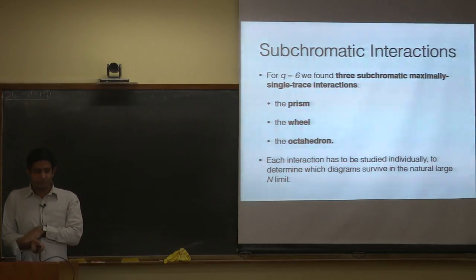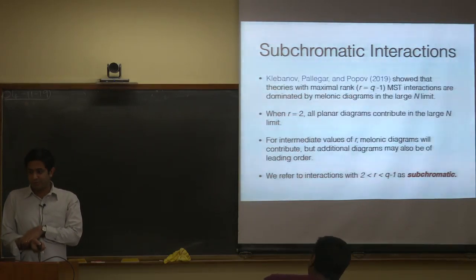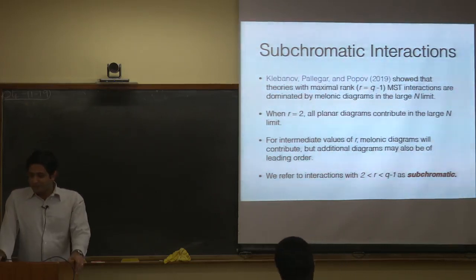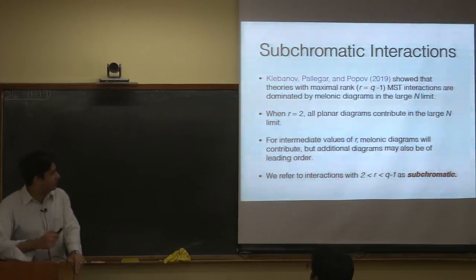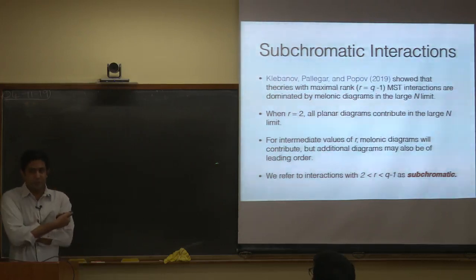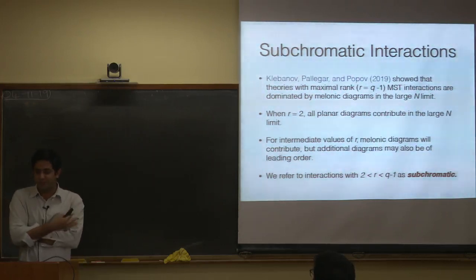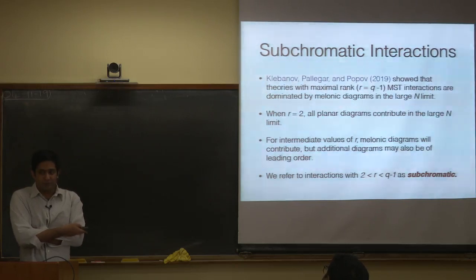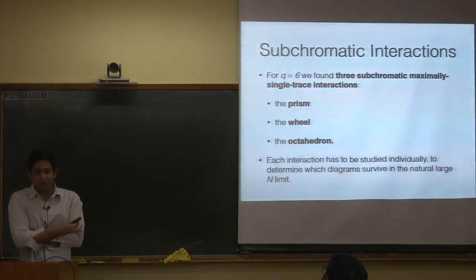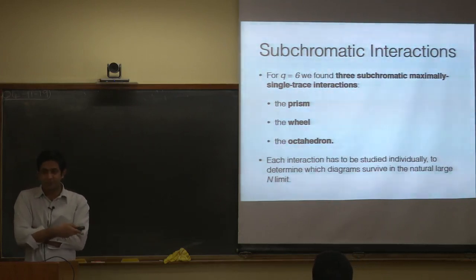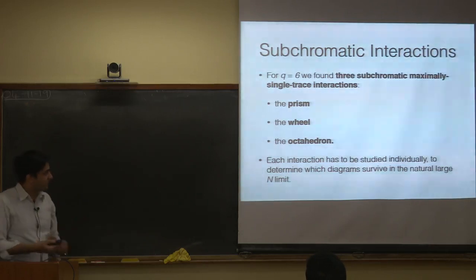Subchromatic, because Witten and someone did the chromatic one. The maximal interaction is done, but also because the maximal one is very similar to just a general Q SYK, so it just gives you melonic diagrams. Whereas for subchromatic, there's the possibility of non-melonic diagrams. We'll find that in the prism there are some non-melonic diagrams. The other two turn out to be melonic, for Q equals 6.